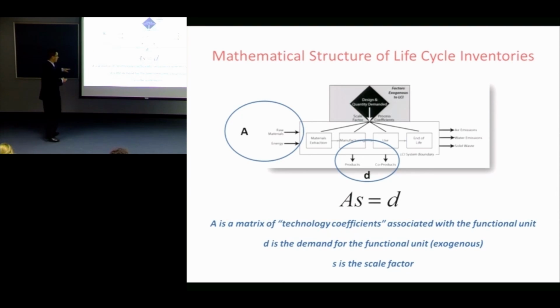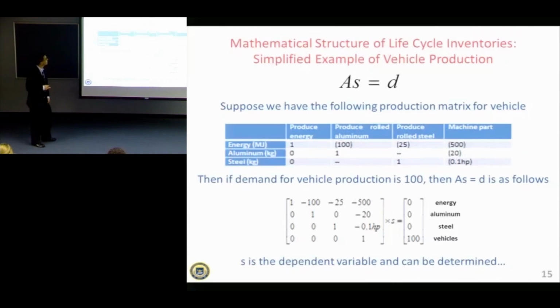Okay, so A is called the matrix of technology coefficients. They're associated with the functional unit. D is the demand. Demand is the demand for the functional unit. And S is basically the dependent variable here. So we would rearrange to solve for S. Right? This is an example.